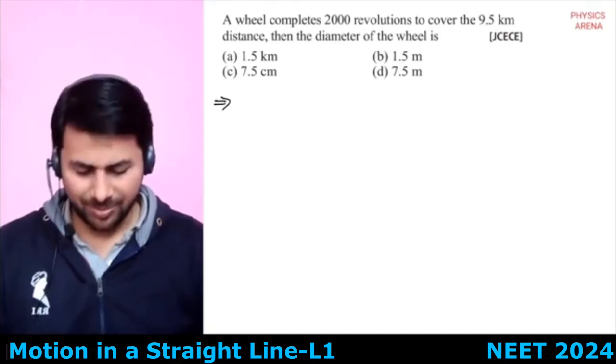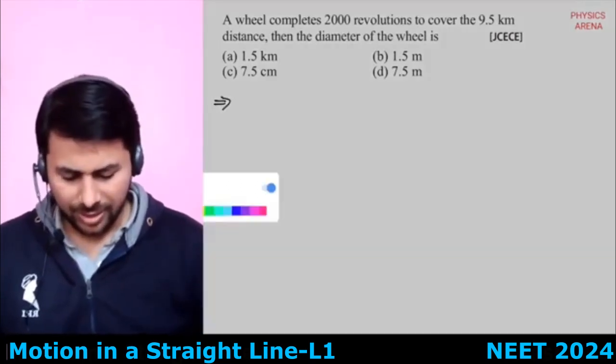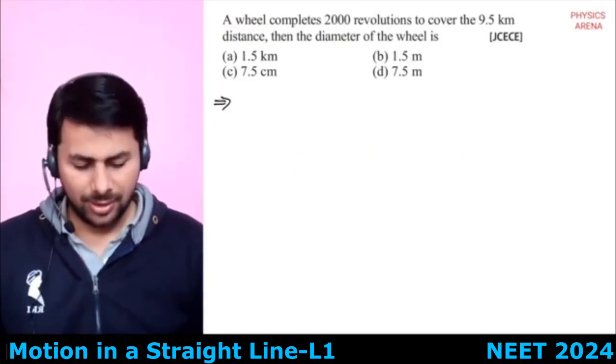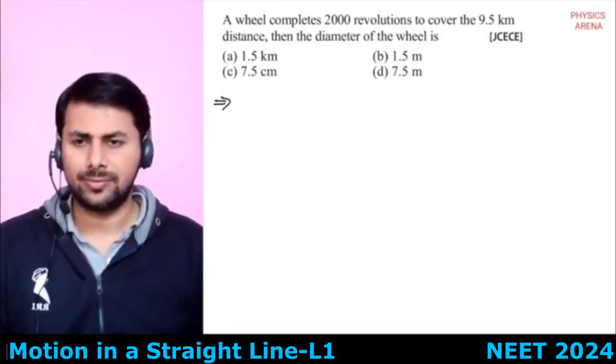Okay, so this is slightly different question. Can you tell me what should we do? It completes some revolutions, 2000 revolutions, right? And it covers some distance.